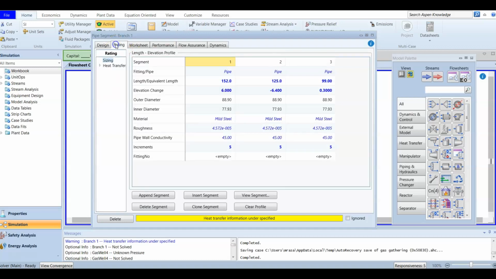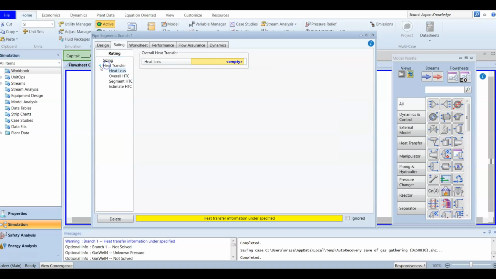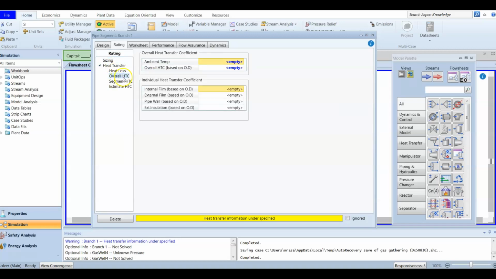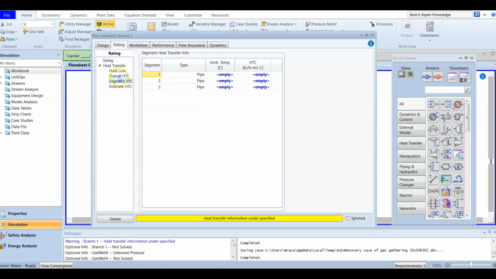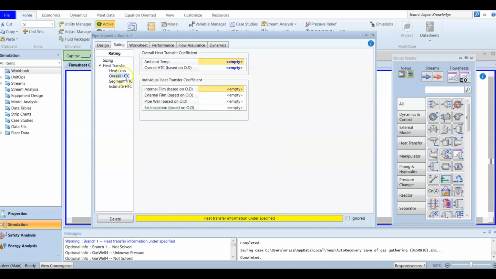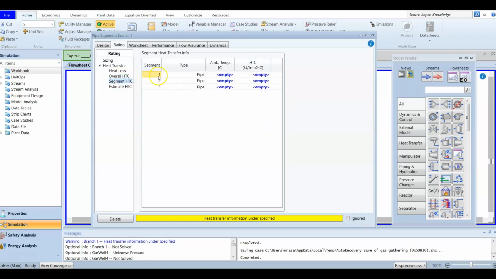So how to solve this problem? From rating, you can go to heat transfer. Okay, you can add the heat loss if you have overall heat transfer coefficient. Here you can have it. If you have any information about the total, this is the total heat transfer, and this is for the segment because we have three segments. If you have the ambient temperature of each one and the heat transfer coefficient of each one.